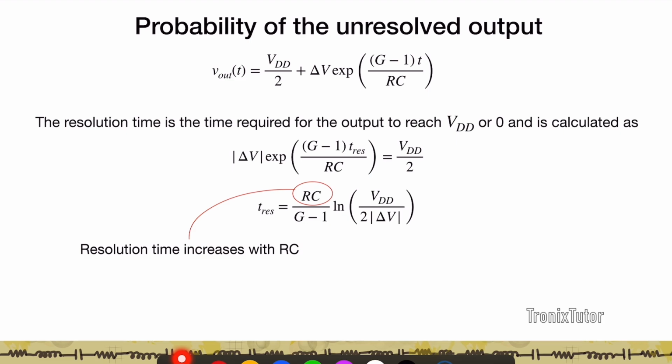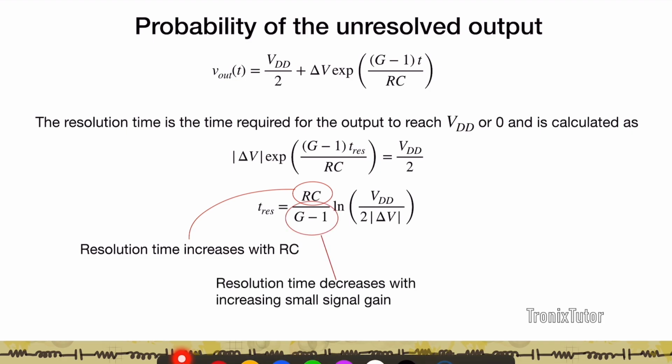And so what you see is the key parameters. If you want your resolution time to be small, it means that your RC constant has to be small. The larger the inverter, the better the resolution time. You see that the small signal gain also reduces the resolution time. Hence, we want to push for digital circuits which have very high small signal gain.